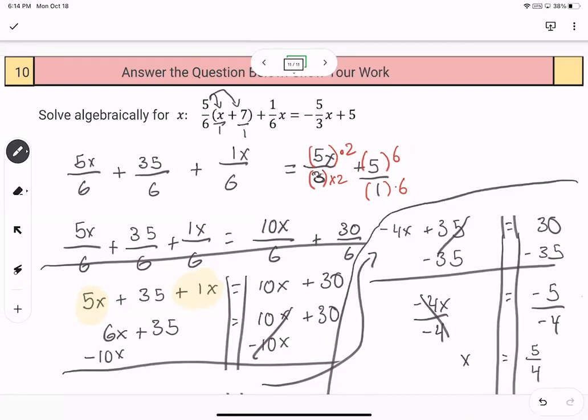Or if you want to divide that into a decimal, it's 1.25. Either of these answers would suffice. And there you go. That's the review.